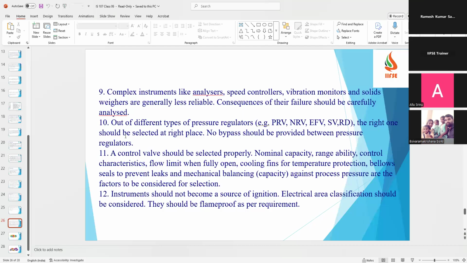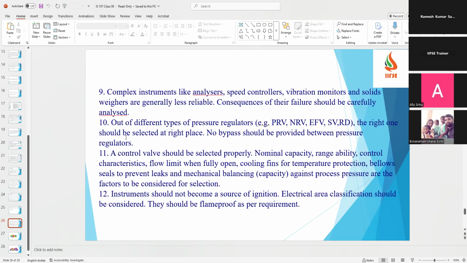And also the control valve should be selected properly for nominal capacity, rangeability, control characteristics, flow limit when fully open, and cooling fins for temperature protection, bellows seals to prevent leaks, and also mechanical balancing capacity against the process, and pressure are factors to be considered for the selection. When you are considering any instruments, we should check the capacity of that instrument and also the rangeability. So to what extent it can carry, or to what extent it can give the results or the parameters.